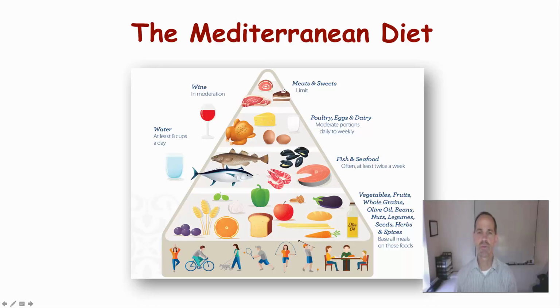And I won't go through the basics of this diet pyramid, but two things I want to point out. One, on the bottom, you see people being physically active. That's not necessarily part of the diet, but it's part of the lifestyle. And the other thing I want to point out over here is the fat in the Mediterranean diet. And that, of course, is olive oil.